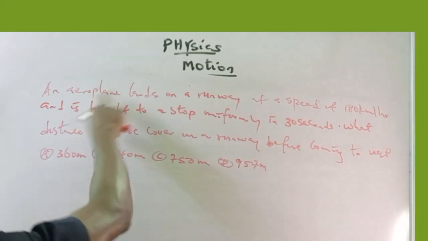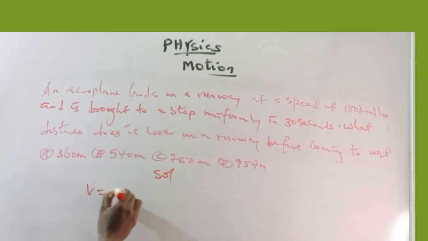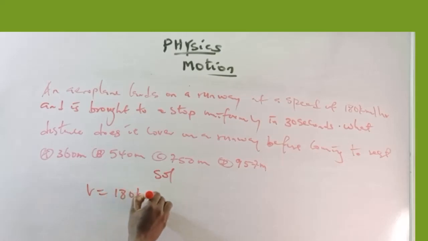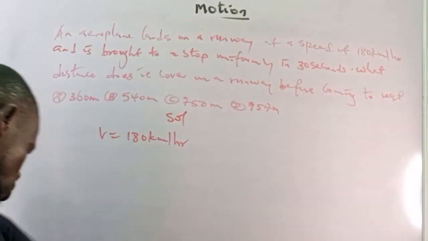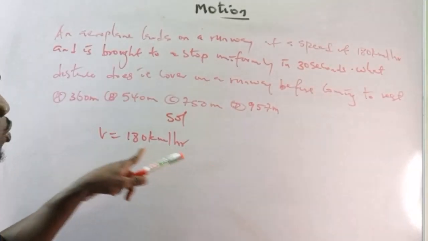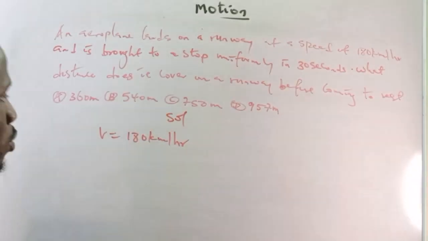Okay, let's solve this one. An aeroplane lands on a runway with a speed of 180 kilometers per hour. Do not forget to always convert 180 kilometers per hour to meters per second.